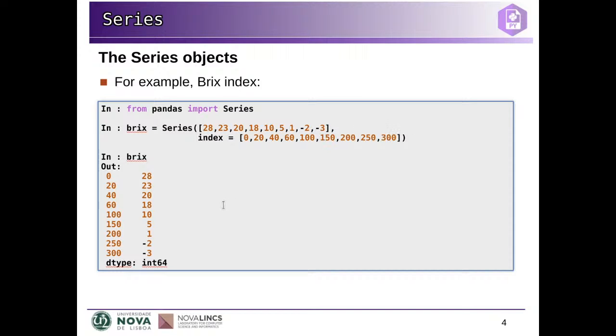Now this starts having negative signs, because this is a measure of the density of the solution, and as the sugars are turned into alcohol, the density will start decreasing, and then will have a negative Brix index, because it starts to become less dense than just water, because it's a mixture of water with alcohol. So this is one way we can create a series object.